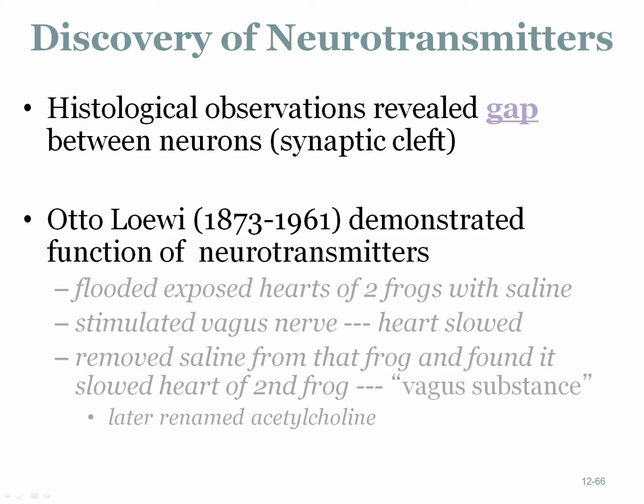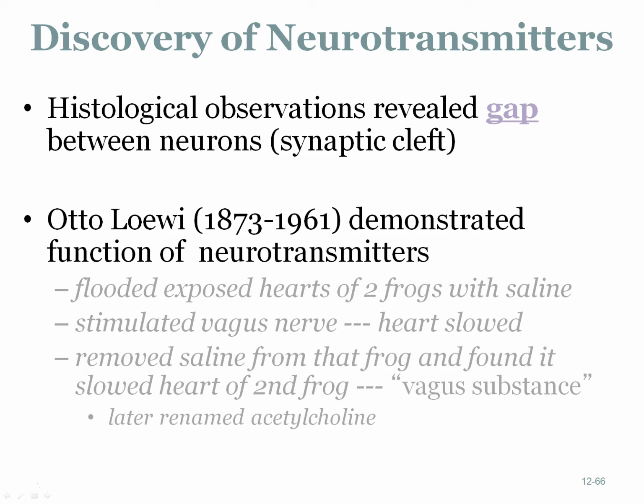Neurotransmitters were discovered by Otto Loewi, and he demonstrated their function with an experiment in frogs. Previously, histological observations had revealed a gap between neurons. We call this gap the synaptic cleft. However, somehow these two neurons are still able to communicate with each other. So Otto flooded the exposed hearts of two frogs with saline and then stimulated the vagus nerve.